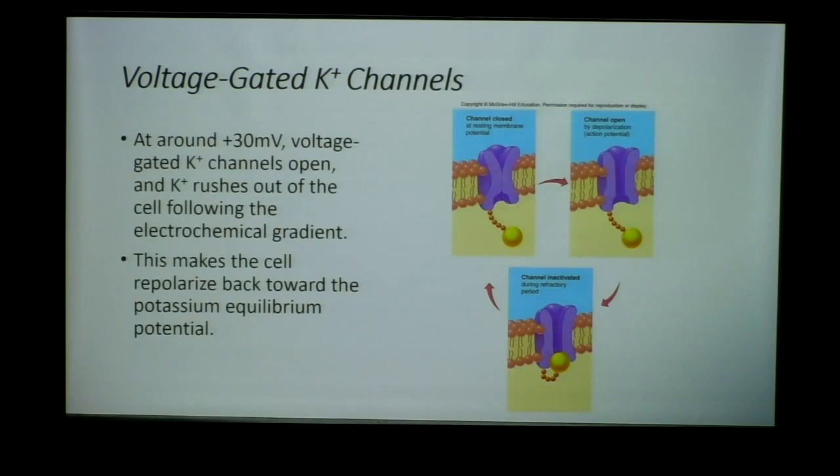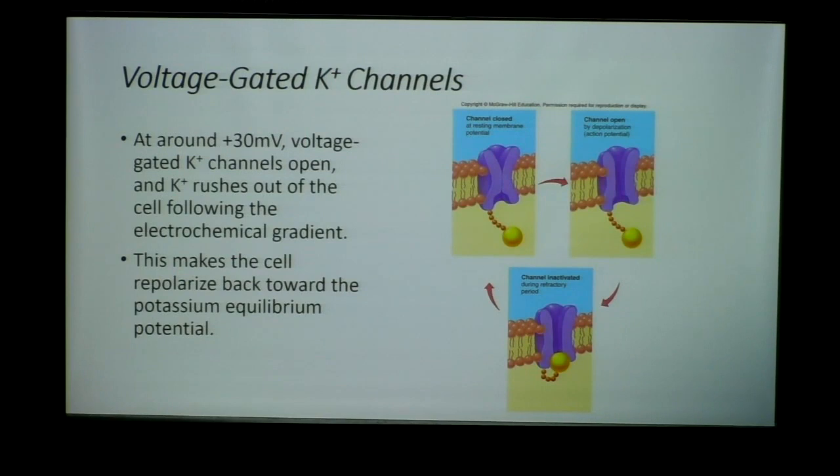Let's look at potassium. Potassium is a little bit more straightforward. There are no separate gates happening on potassium. It's one channel, and it will open at around positive 30 millivolts, right? And that makes sense, right? Potassium is moving out of the cell. That's the direction of its electrochemical driving force.